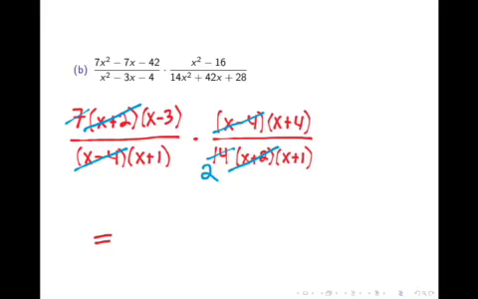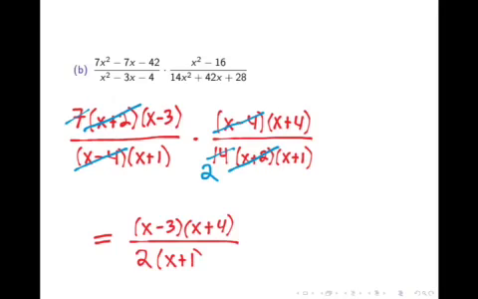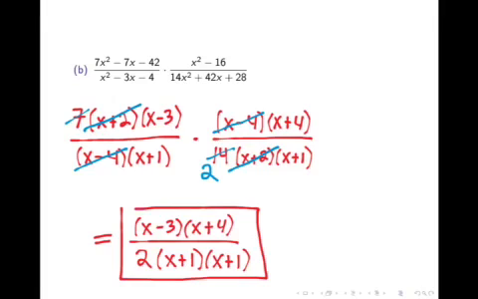And that gives us x minus 3 times x plus 4 over 2 times x plus 1, x plus 1. So even though we had two x plus 1's, they didn't cancel because they were both in the bottom. So they actually both stay in the bottom, and you could write that as x plus 1 squared.